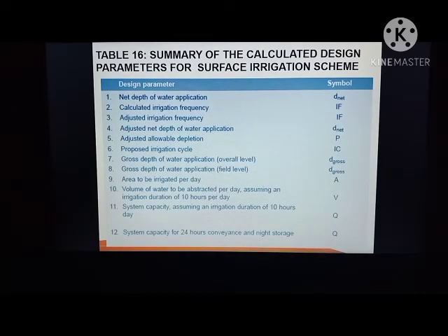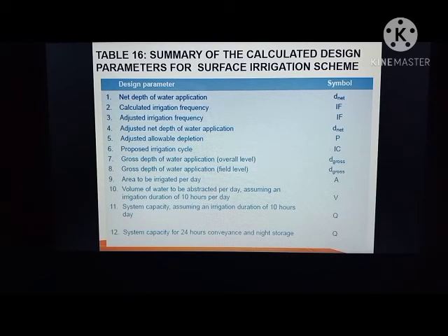This is the summary of the calculated design parameters for a surface irrigation scheme. These are the design parameters and the symbols. The net depth of water application has a symbol of DNet. Calculated irrigation frequency is IF, same as the adjusted irrigation frequency. Adjusted net depth of water application is the same as DNet. Adjusted allowable depletion is equal to P. Proposed irrigation cycle is IC.